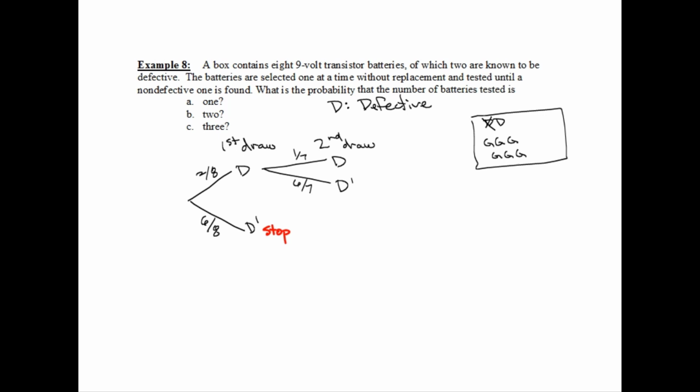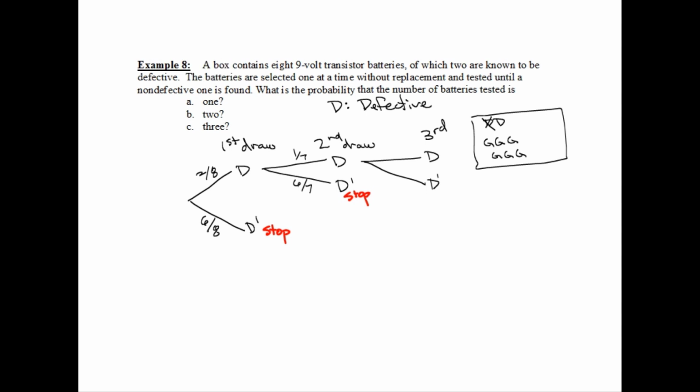Okay, now what happens if we get a defective one on the second draw? Well, we draw again, right? And what can we get? Defective or not defective. And what if we get a non-defective or a good one on the second draw? Well, then once again we stop, right? Okay, so let's fill out our probabilities.